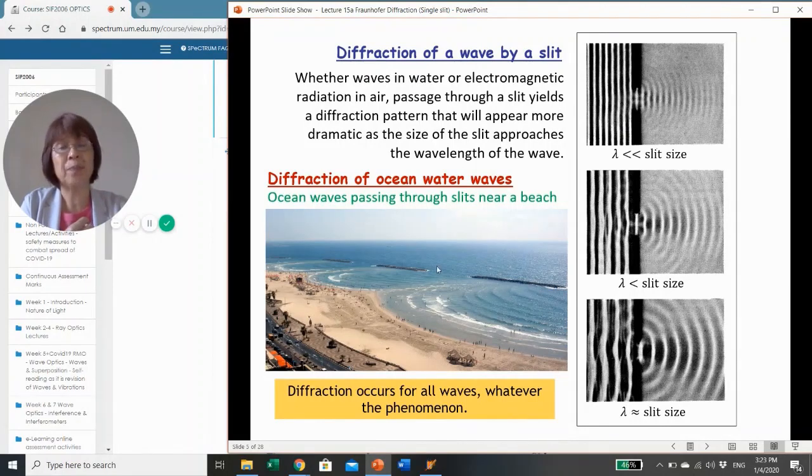Now, in fact, you can also see diffraction of ocean waves. This is a picture of ocean waves as they come in and meet these aperture openings, and you can see the waves diffracting. So diffraction actually occurs for all waves.